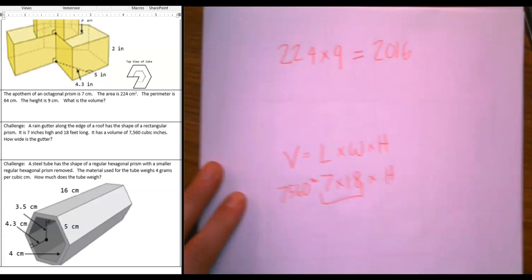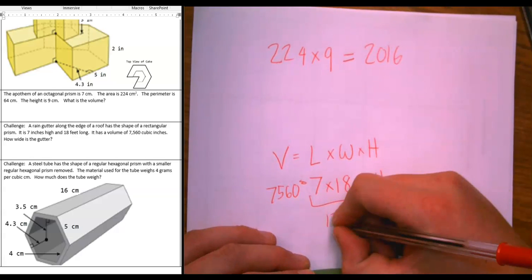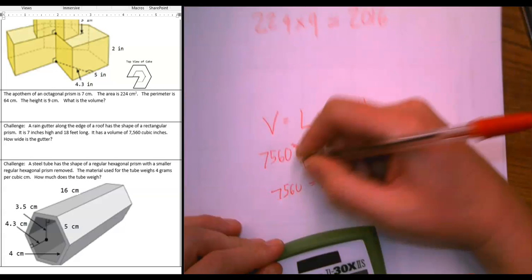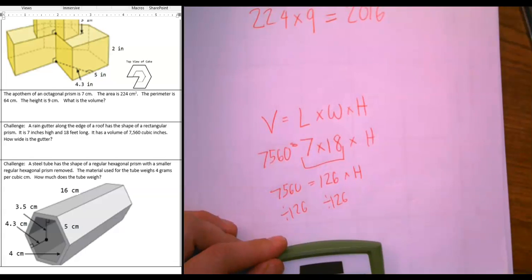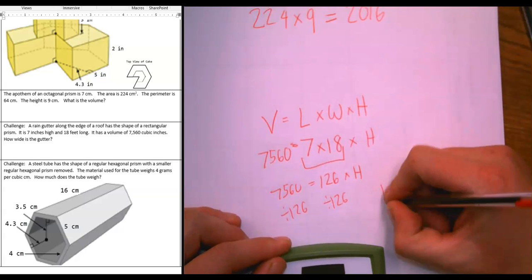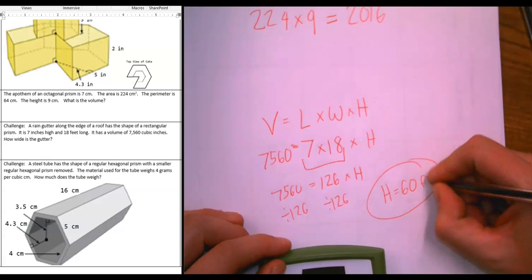Go ahead and combine like terms. 7 times 18 is 126. And then we have that one-step equation where we just divide by 126 on both sides. 7,560 divided by 126 is a width of 60. That would be 60 feet.